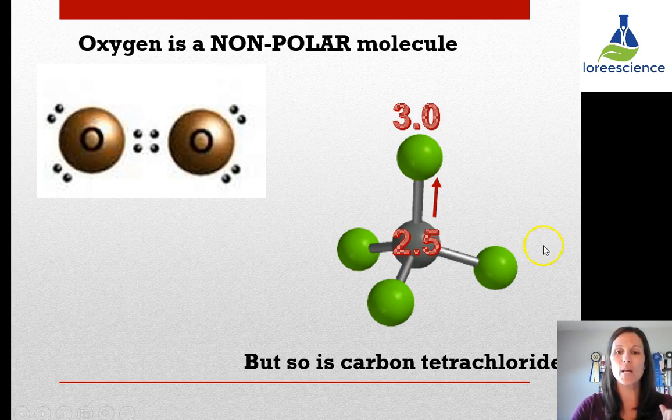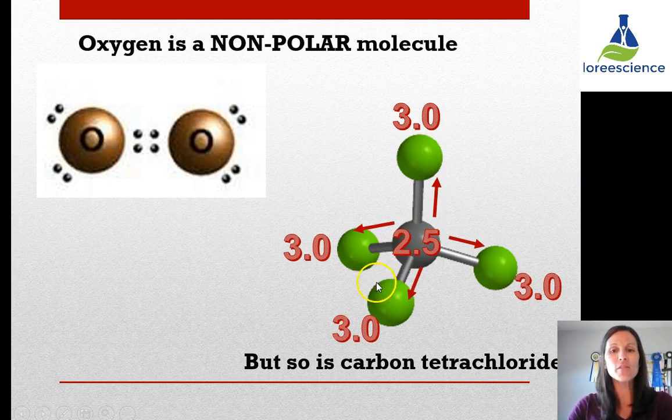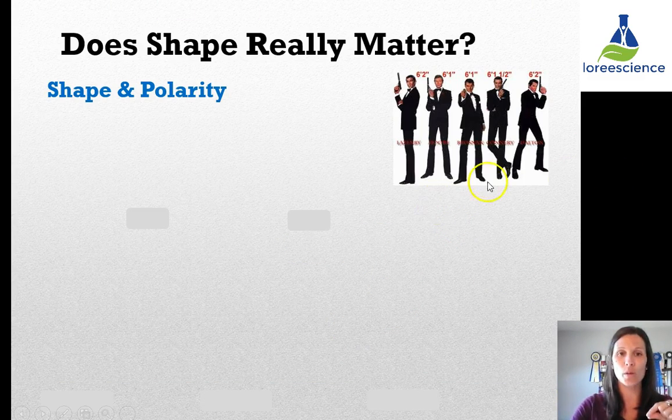This is where symmetry comes into play. So we look and we say the electronegativity between the carbon and the chlorine is 0.5. That's that gray area. But we look at all of the pulls. Those pulls would all actually cancel each other out. It is a symmetrical molecule, or symmetrical pulls, meaning that it is non-polar. So shape also dictates polarity.